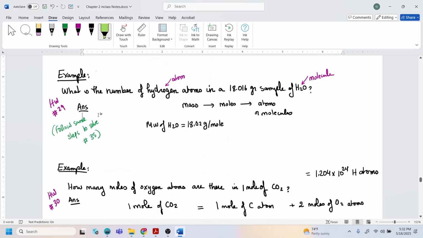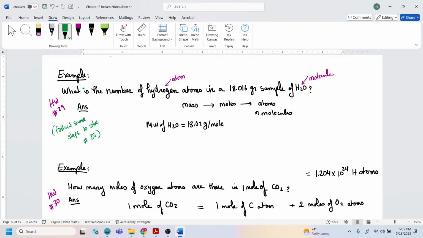Another example, what is the number of hydrogen atoms? This one is similar to your homework, number 29. Just follow the same steps in there, and similar to number 29 and number 35. Okay, so just follow the same steps whenever you are working with these two examples.